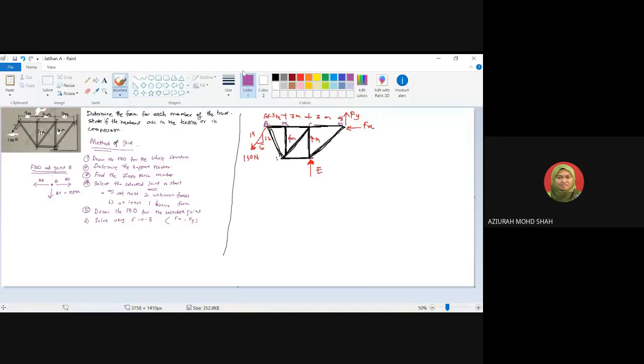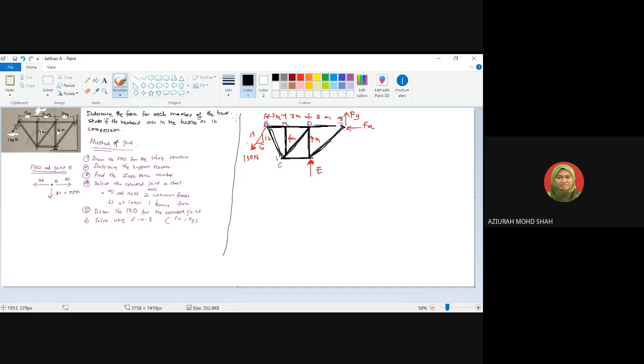Salah. Saya terbuat salah pula. C ni patut kat bawah. Okay, so we have right A, B, C, D, E, F. Okay. Right.